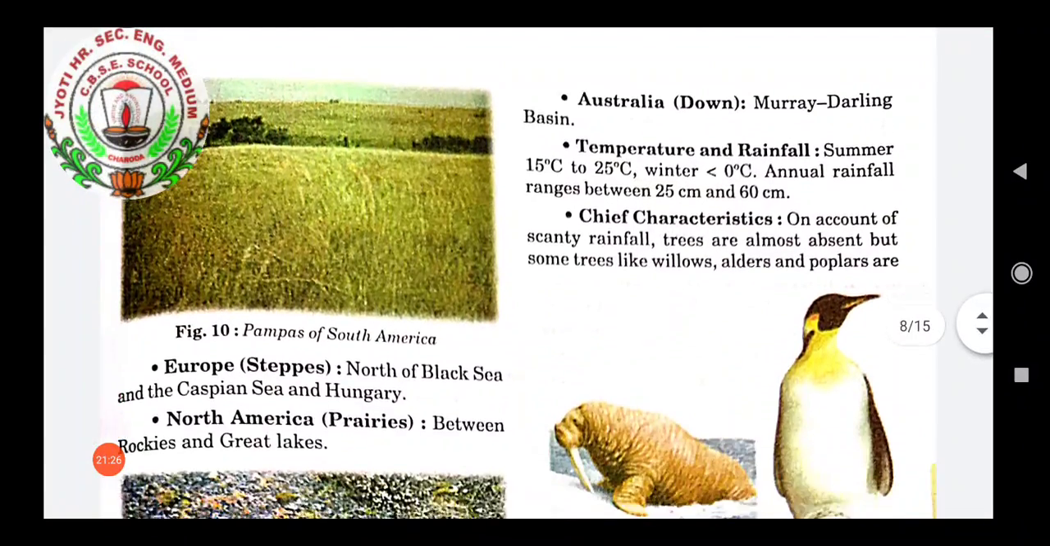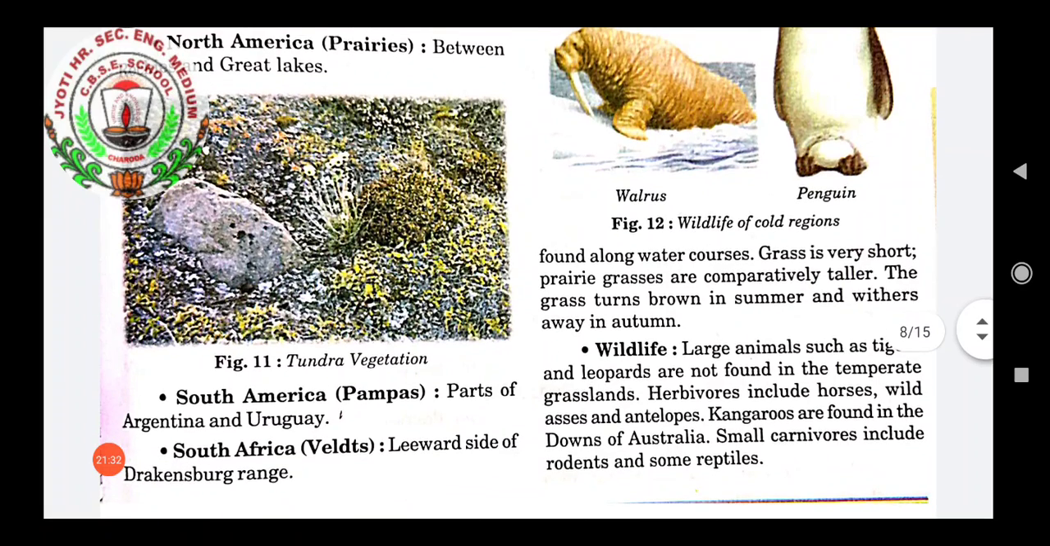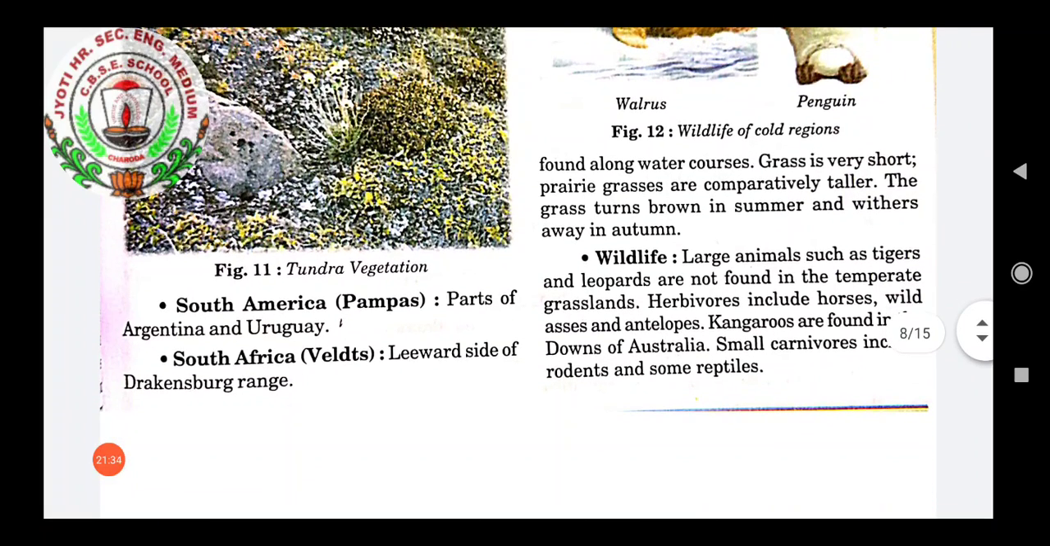Now here is the picture of walrus and penguin. This is also found in this vegetation. Here the grass is very short. The prairie grasses are comparatively taller. Now this grass changes its color. In the summers it is brown in color, but as the autumn comes, its color fades away.